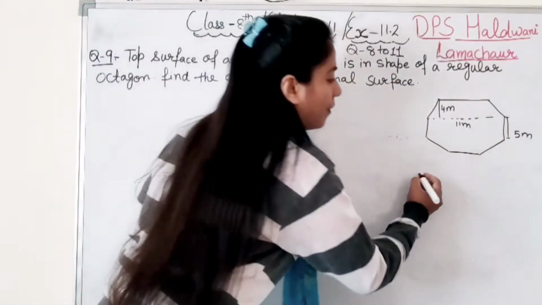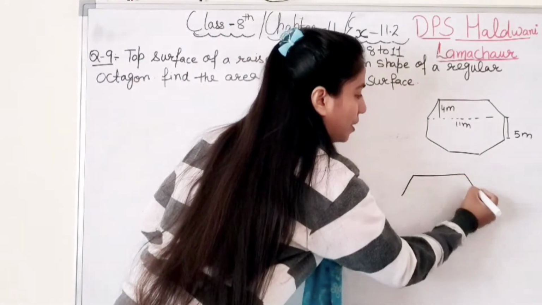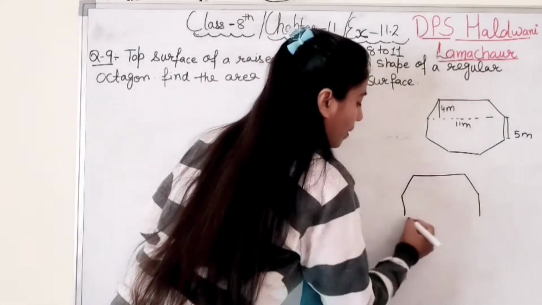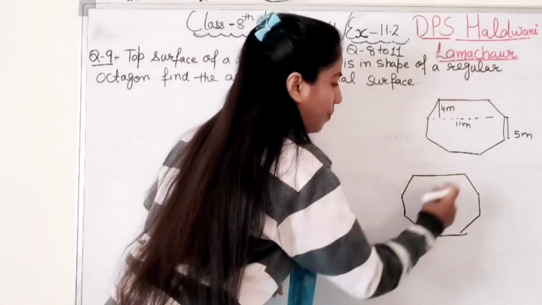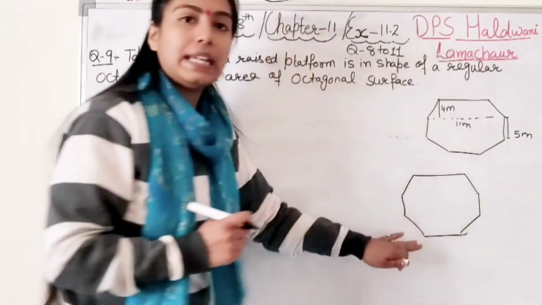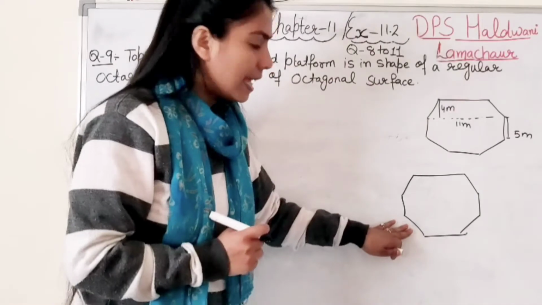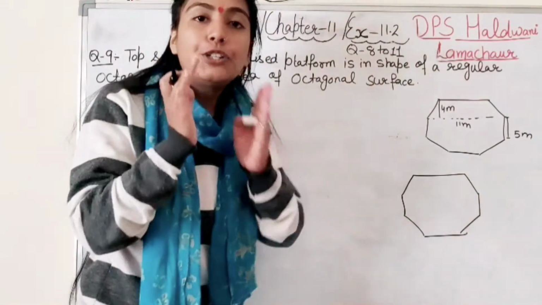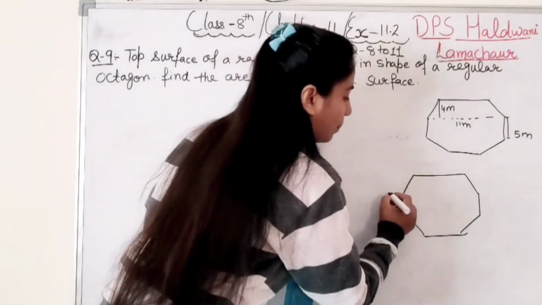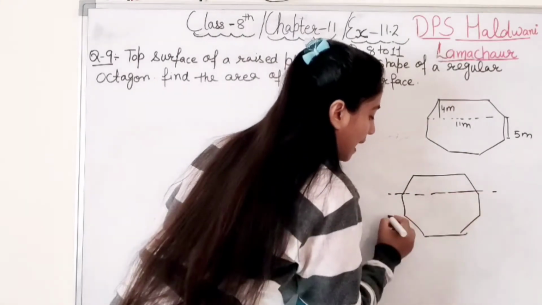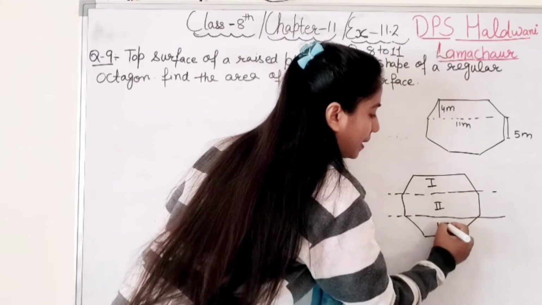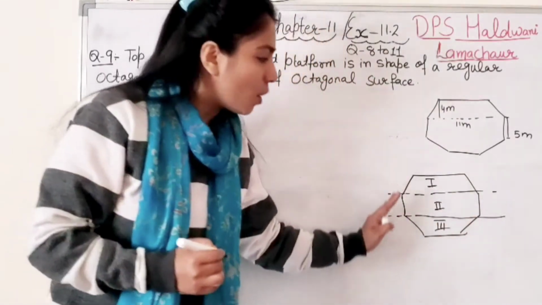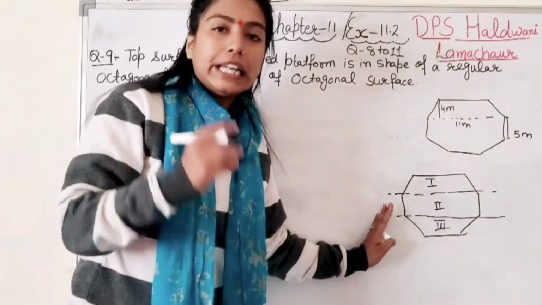Just see: 1, 2, 3, 4, 5, 6, 7, 8. It has 8 sides, right? If we divide it into parts, I am going to divide it into this and into this, that is 1, 2 and 3. I am going to divide this octagonal figure into 3 parts.